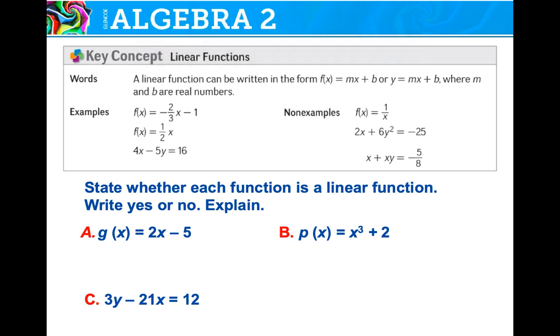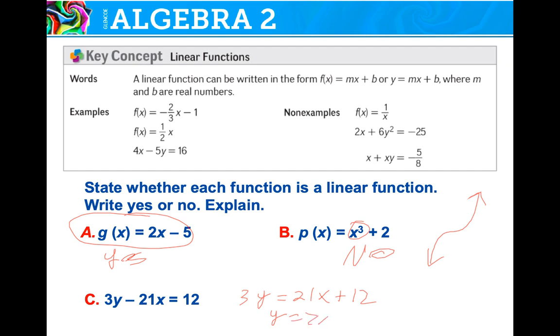State whether the following is a linear function. This is going to clearly be yes. We have a slope of 2 and a y-intercept of -5. This has a cubed. A cubed has no part in a linear function. Actually, that would look like that, in case you're wondering. And then this guy down here looks like it's almost in standard form, but it is something that we could write in y equals mx plus b form, divide by 3, y equals 7x plus 4. That's going to be a yes.